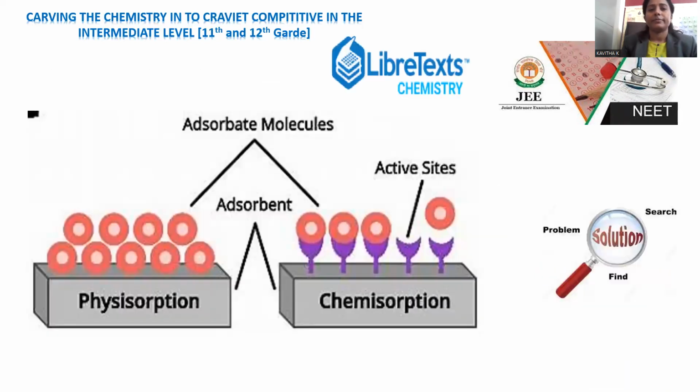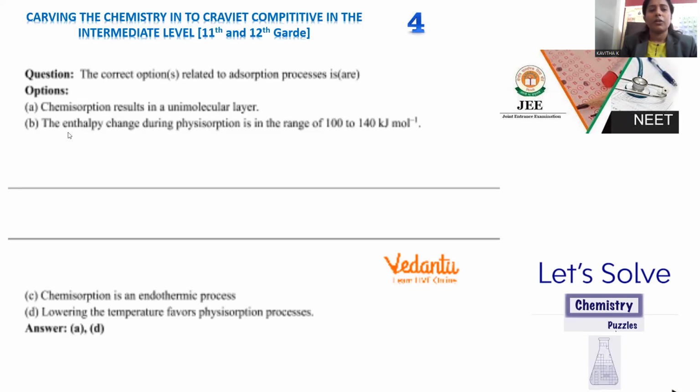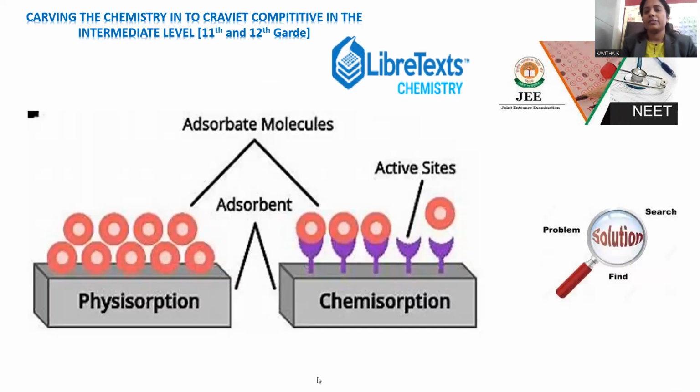The first one is about chemisorption. Chemisorption results in a unimolecular layer. This is from the Liber textbook of chemistry. Here in the physisorption process, this is the adsorbent, and whatever particles come are called adsorbates. These are tiny particles occupying the surface, not in a single layer. Rather, you can deposit so many, one after another.